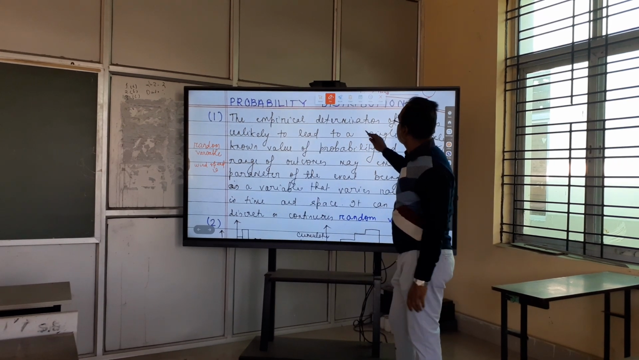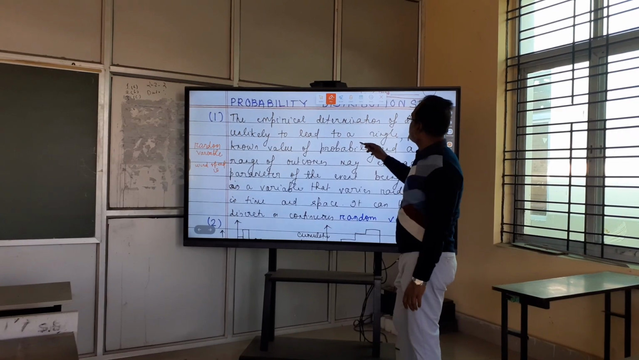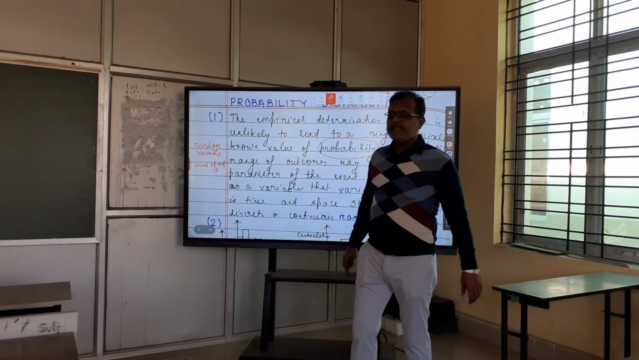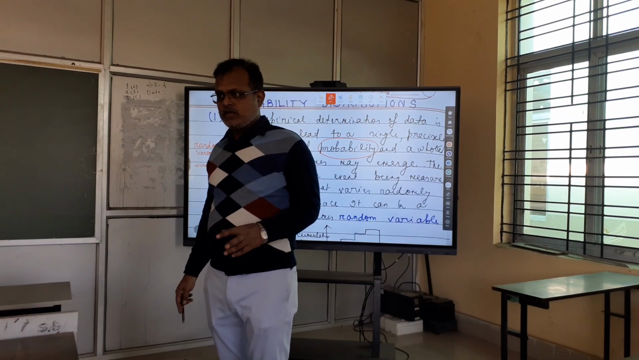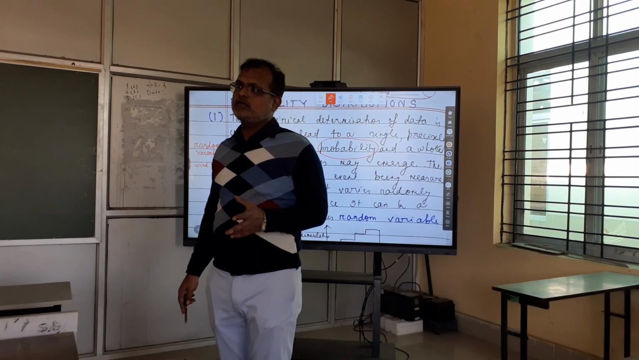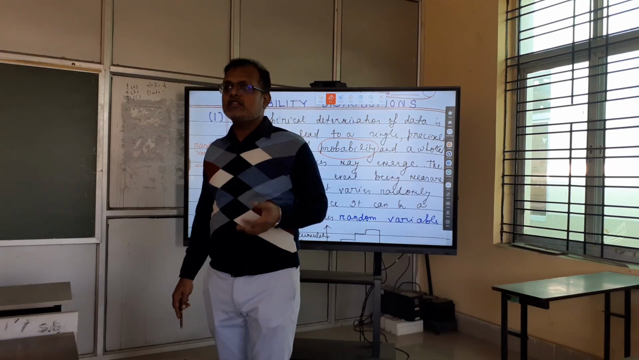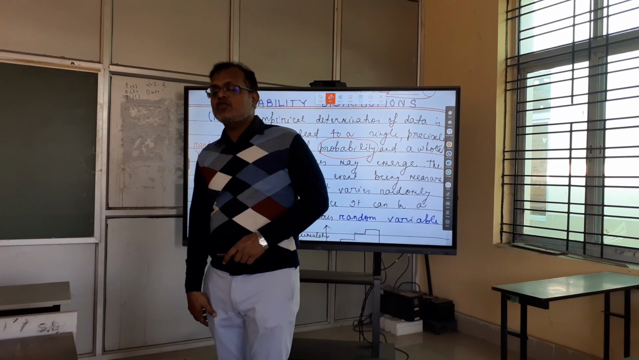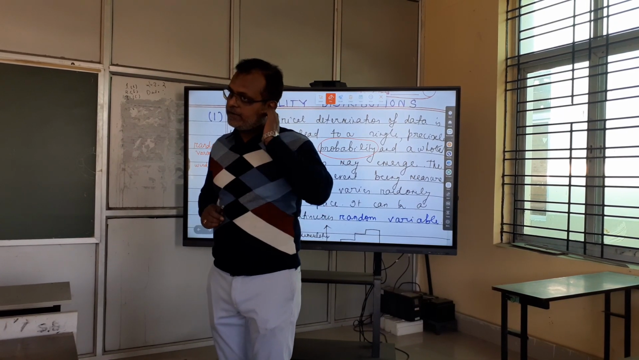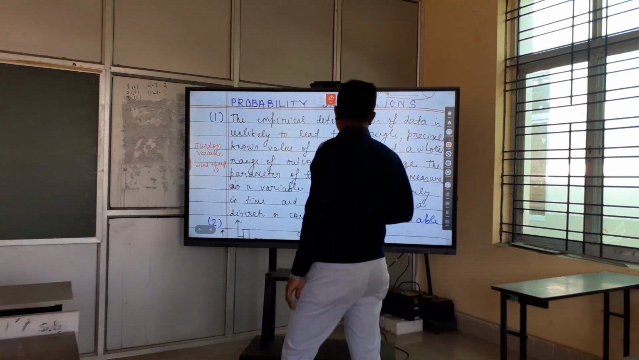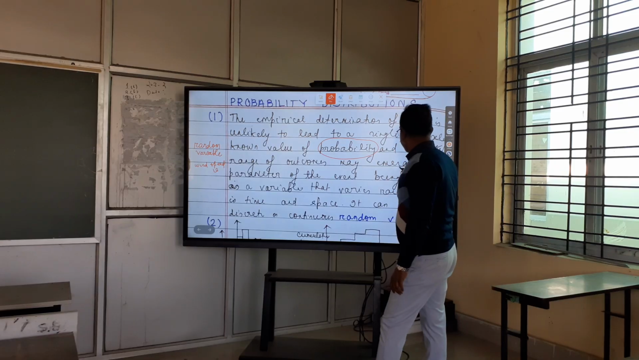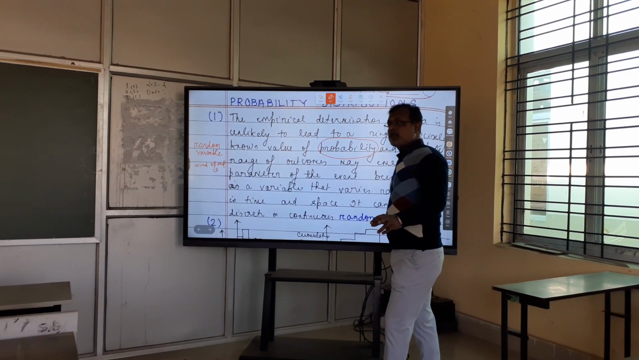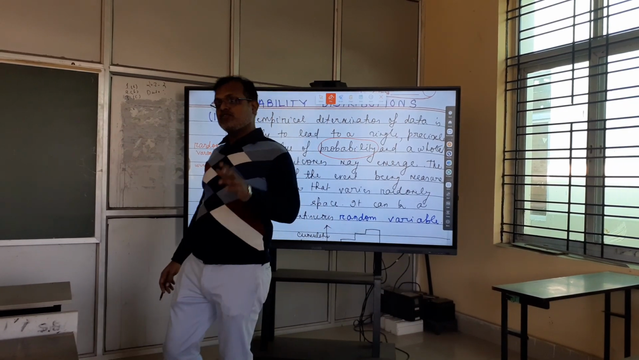The empirical determination of data is unlikely to lead to a single precise known value of probability. That means the probability cannot be precisely known. For example, what is the probability that today the temperature will be below 50 degrees centigrade at night? I cannot give a precise number, I cannot say yes, it will be below 15, or yes, it will be above 15. But I can say that it is 90% probable that the temperature tonight will be less than 50 degrees centigrade based on the past data.